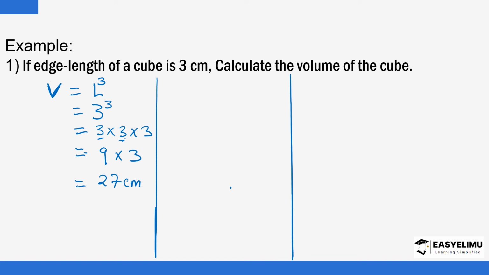And that is going to be 27 cubic centimeters. Remember, volume is measured generally in cubic units. So the units will depend on the units that are used for length, whether centimeters, meters, millimeters, and so on. So that is how you go about it.